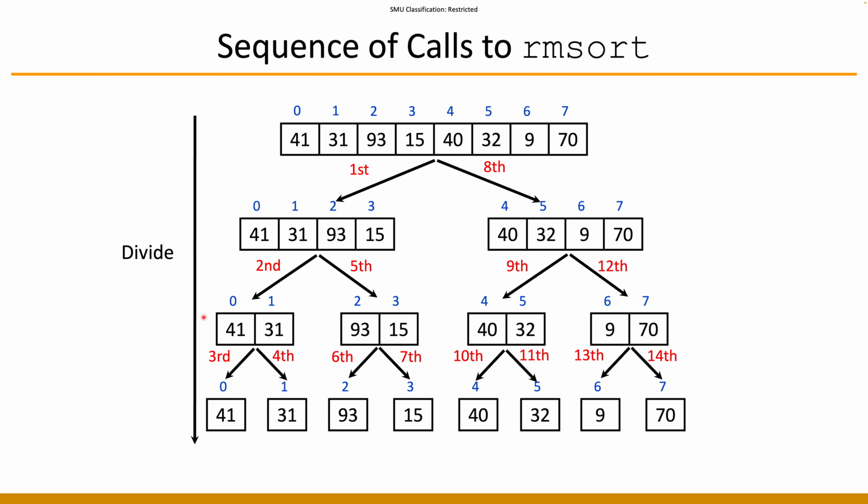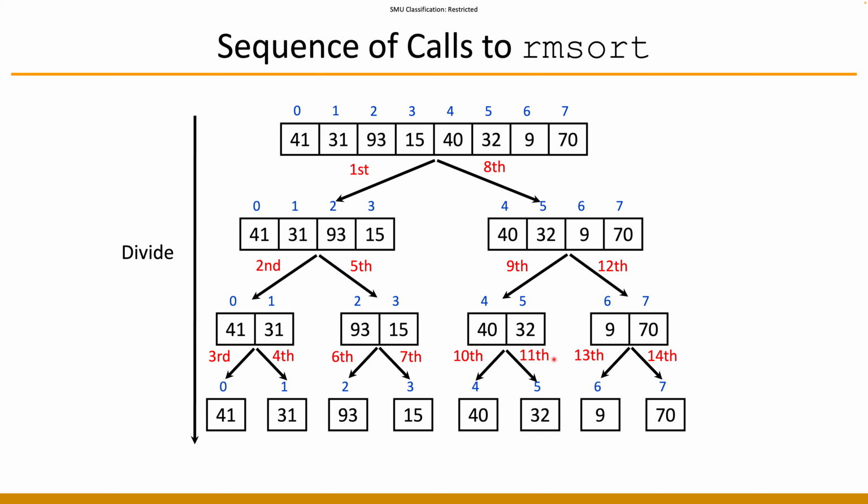So again, if you want to see the sequence, this is how the sequence happened. If we use the tracing program to trace the execution of the recursive merge sort, this is what we have. Starting from the full list, we go down the left hand side. We will finish all the way down the left hand side before we can actually go up, right? So you see that this is the third, fourth, and then we have fifth, sixth, seventh, and after the whole left hand side is done, we move on to the right hand side.